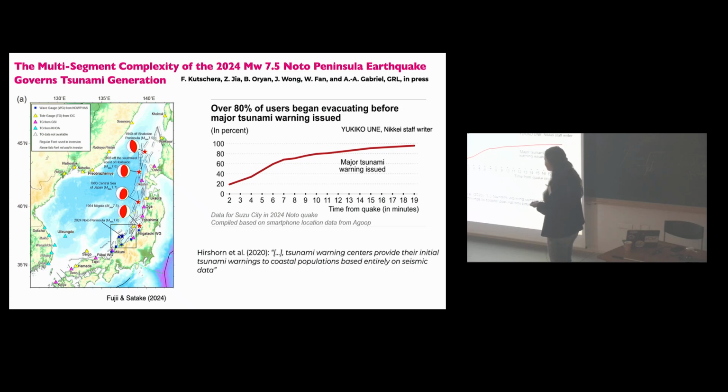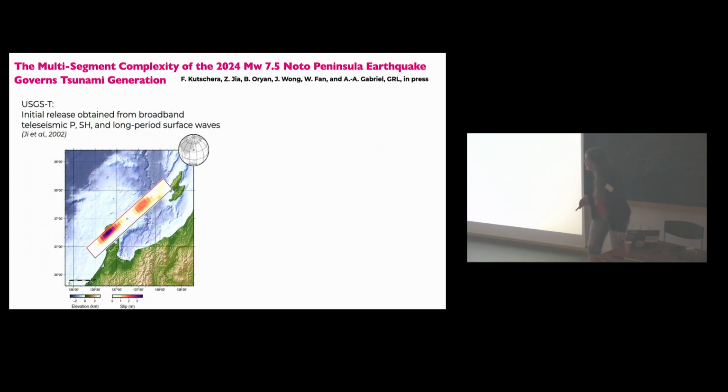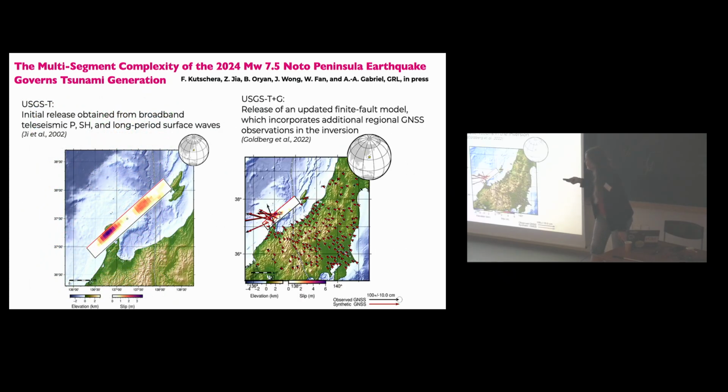One interesting aspect is that it also generated a tsunami. Actually, early warning is working very well in Japan. 80% of users began evacuating before there was even a tsunami warning, but there could still be improvements. And I'll show you why it could be important to include multi-fault rupture complexity also for tsunami early warning and rapid assessment. So there were two quick finite fault solutions published by the USGS, just as examples.